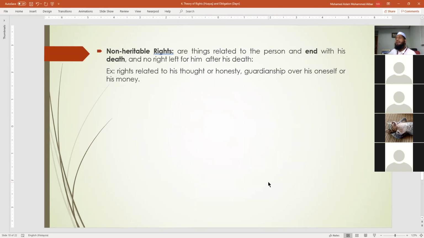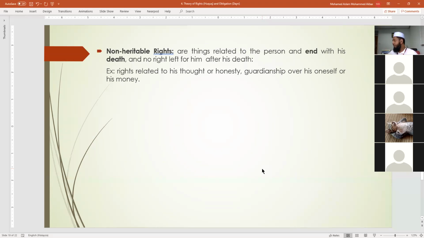All right. Non-heritable rights. Is there anything non-heritable? Yes, there are things related to the person that end with his death, and no right is left for him after his death. For example, rights related to his thought, his honesty, right? Guardianship over himself or his money. These are the non-heritable rights, because of his thought and honesty, his own self, or the guardianship, the characteristic of protectionship. This belongs to him. This cannot be given. The guardianship cannot be transferred to somebody.